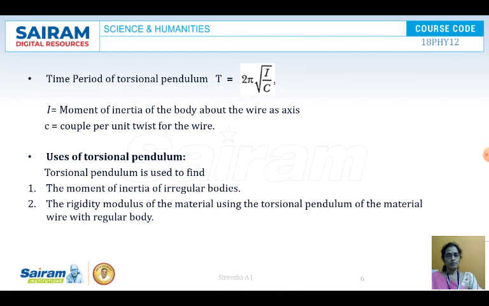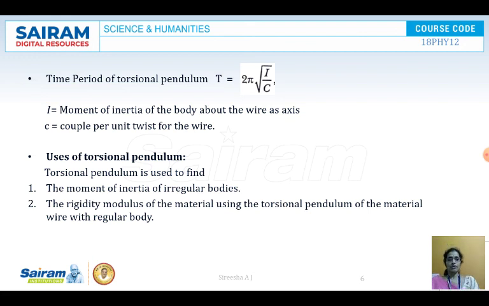This is one application. The other is the rigidity modulus of the wire, using the torsional pendulum with a regular body. That means you are going to determine the rigidity modulus of a material using a torsional pendulum. The wire is under tension. Therefore, you are going to find the rigidity modulus of the material of a wire with a regular body. The rigidity modulus of a wire can be determined using the torsional oscillations.